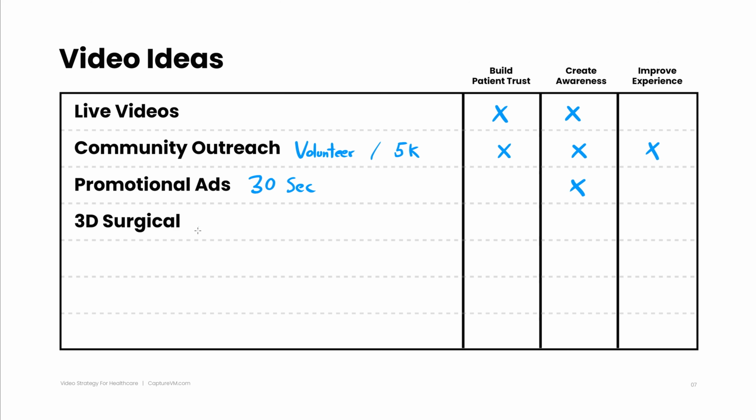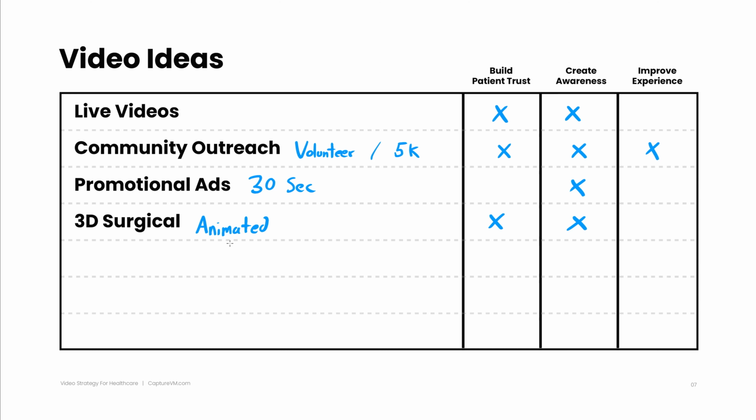So next up is 3D surgical videos. These are animated, highly polished professional videos that go over how a surgery works. So we'll use our knee replacement example. A 3D surgical video like this would show how the operation is performed, how the new knee is placed in there, and then how it's all sewn back together. A video like this is highly detailed and is a really good way to build patient trust and create awareness of the services.